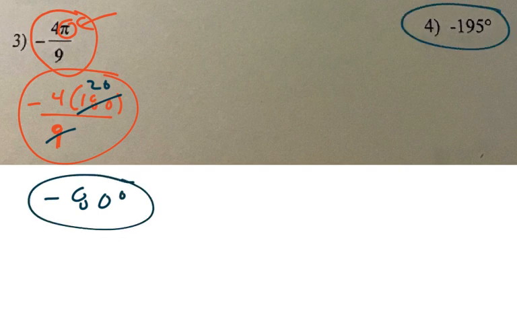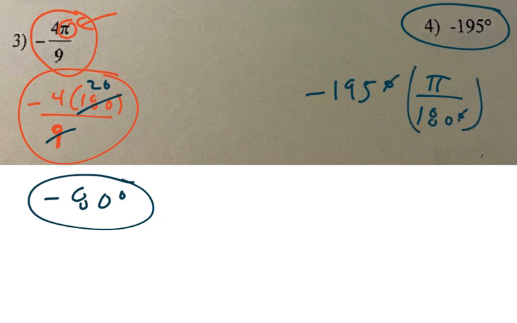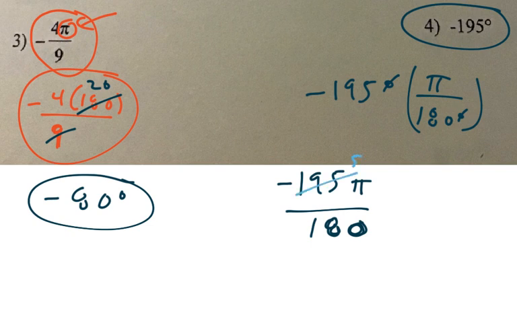What happens if I give you degrees? Well, we know that pi is the same thing as 180 degrees, and as you can see, they cancel out. So my answer this time is going to be negative 195 pi over 180. Now with the calculator, it will reduce it for you automatically, but I'm going to do it old school here. I'll divide by 5, top and bottom.